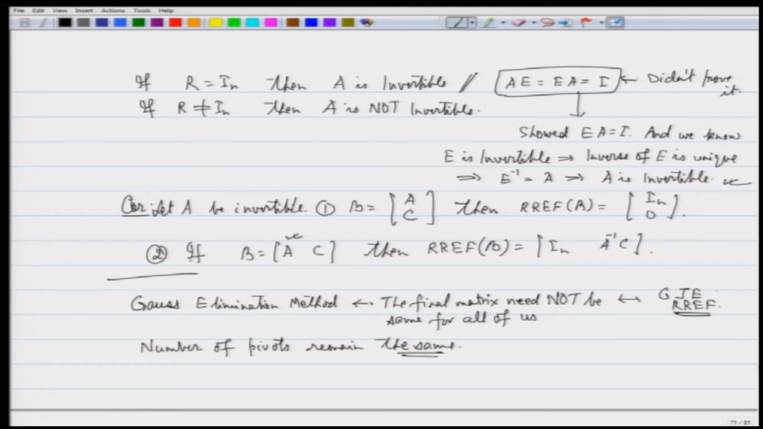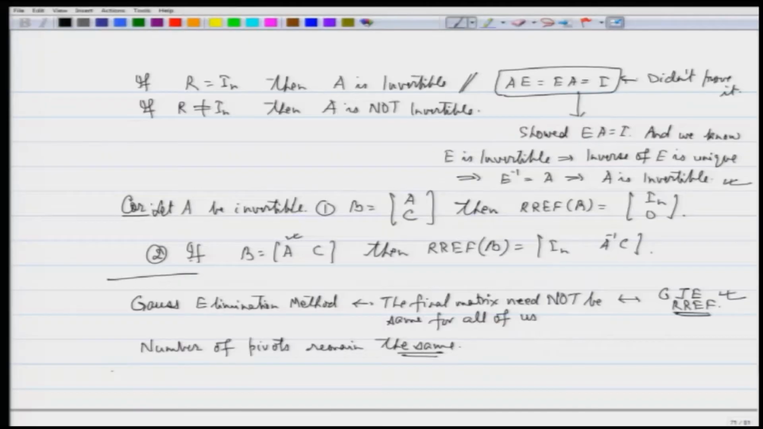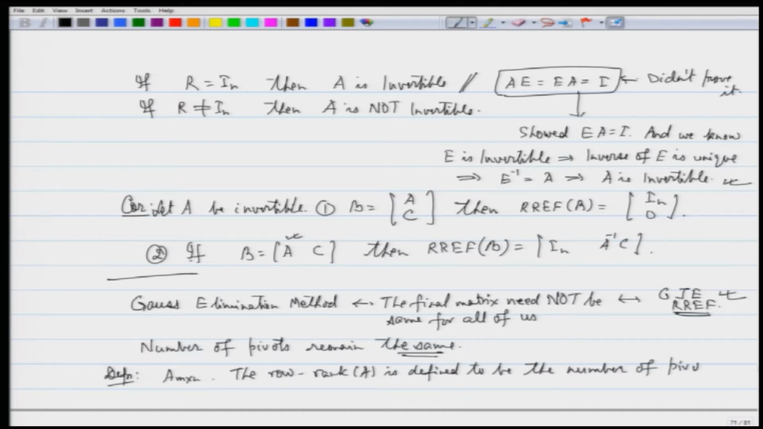So, now I can do one thing: this RREF matrix is unique for all of us. We can use the number of pivots there to define what is called the rank of a matrix. So, we define, definition: A is m cross n, fine. The row rank of A is defined to be the number of pivots in RREF of A, fine.